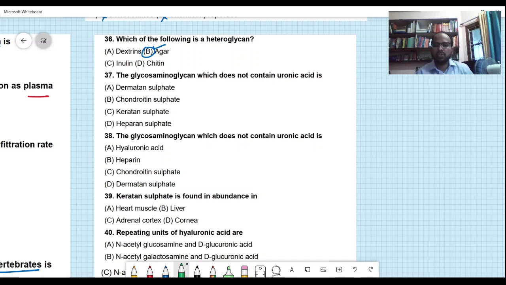The glycosaminoglycan which does not contain uronic acid is keratan sulfate. You forget this, it is not an important question. Just go directly to question number 38, and the same question is there. 38 is B. The glycosaminoglycan which does not contain uronic acid is the same question, so you forget about this also. Keratan sulfate is found in abundance in the cornea.